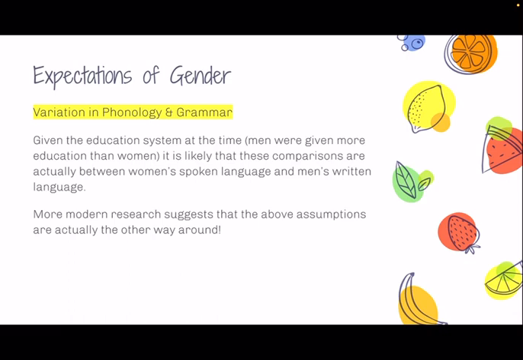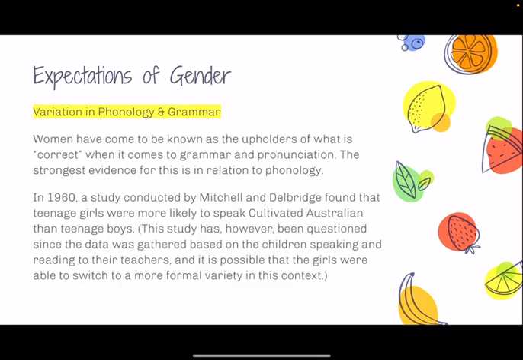Given the education system at the time, so men were given far more education than women, it's likely that these comparisons are actually between women's spoken language and men's written language. More modern research suggests that the above assumptions are actually the other way around. Women have come to be known as the upholders of what is correct when it comes to grammar and pronunciation. The strongest evidence for this is in relation to phonology.